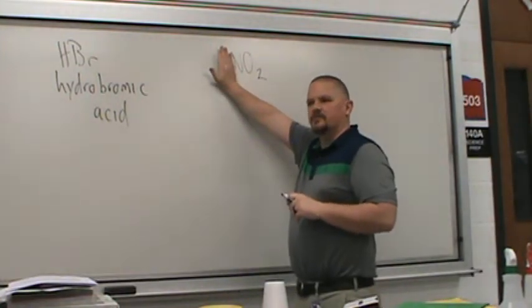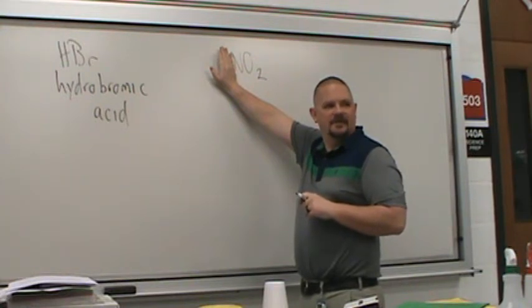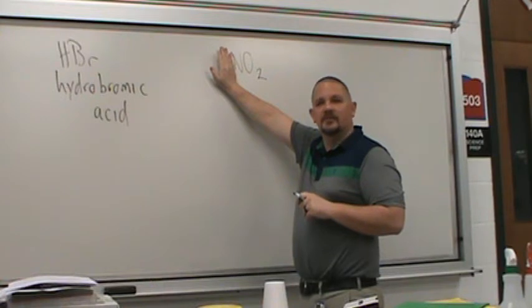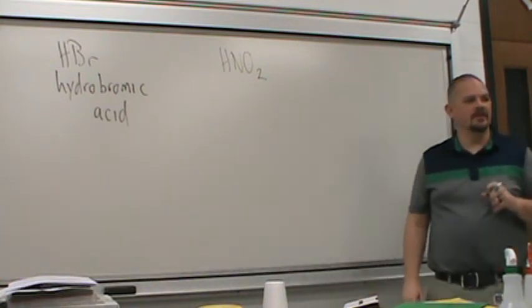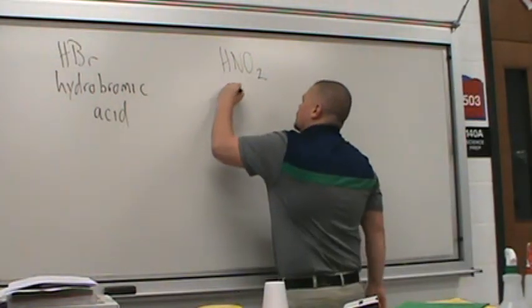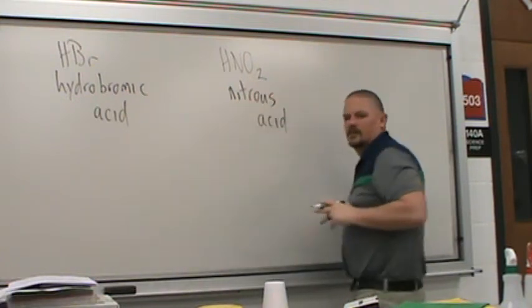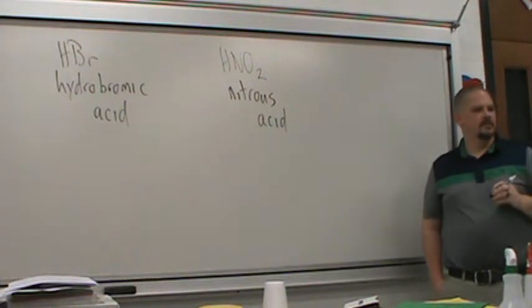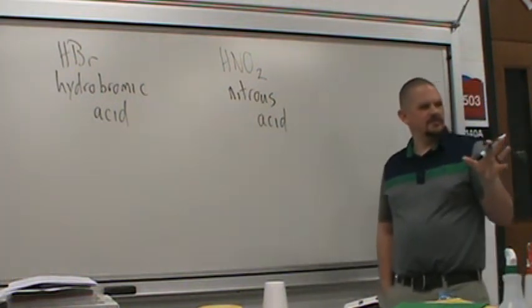Cover up the hydrogen. What is our anion? Nitrite. Okay, so it ends with ITE. How should we name this acid? Nitrous acid. So you kind of see how this works out a little bit, ladies and gentlemen?